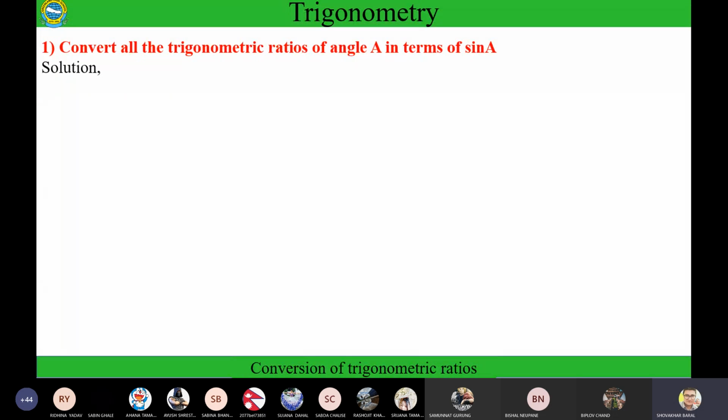So solution: let sin A is equal to K. To express, we have to suppose the ratio that we are going to express with a new variable K. Let me suppose this is any new value, that is K. Sin A is equal to K. Or you can suppose P.